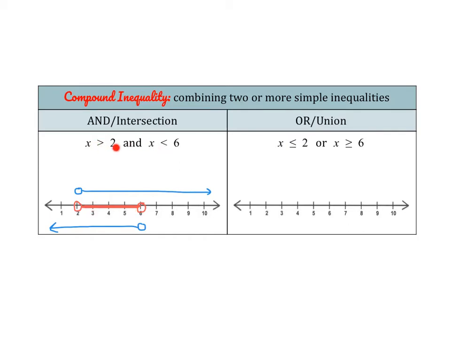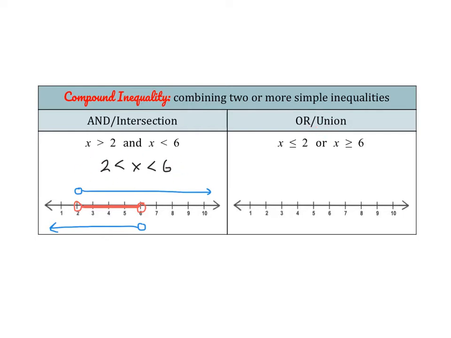We can rewrite this a little more efficiently. We start with our lower boundary, which is 2. Then we want everything bigger than that, but less than 6. So any compound inequality that involves "and" we should be able to write like this, as a single inequality.